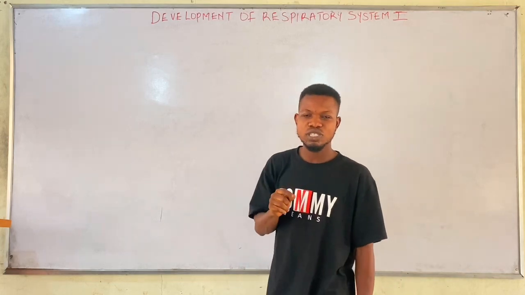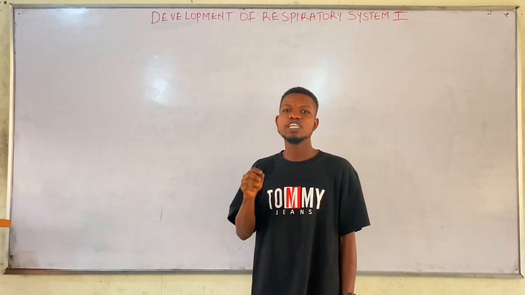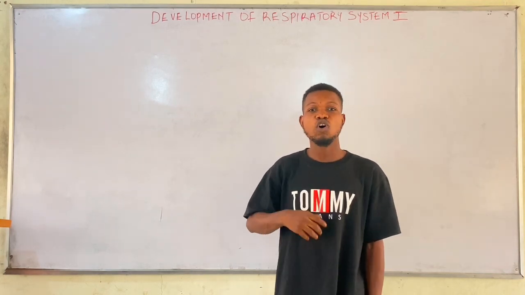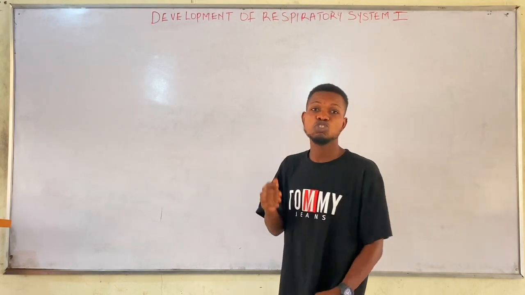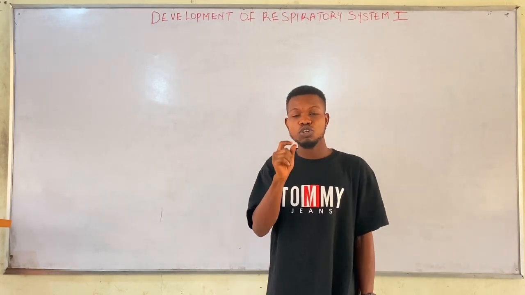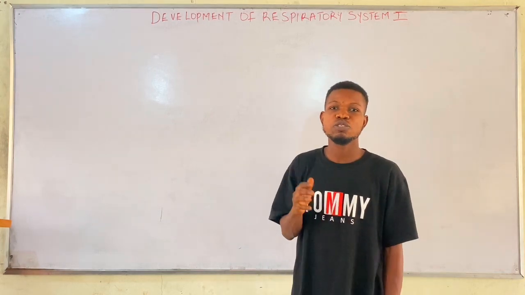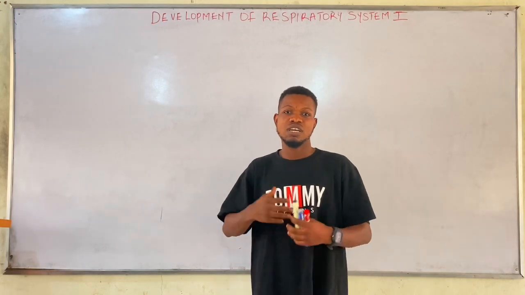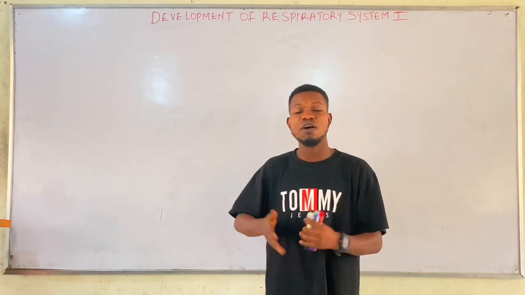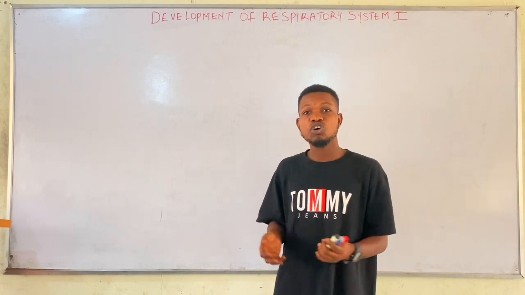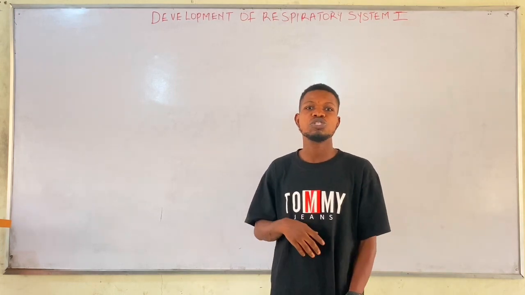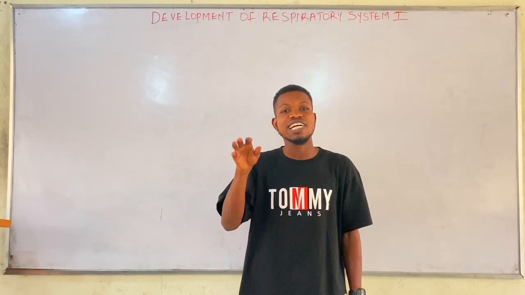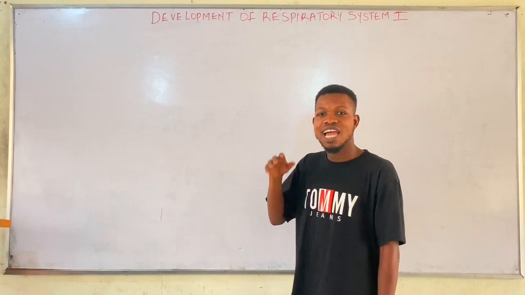Before I dive into the development of the respiratory system, you need to know that the respiratory system is responsible for gaseous exchange and oxygenation of blood, and it is divided into the conductive portion and the respiratory portion. The conductive portion is responsible for moistening and humidifying the air. It includes the nasopharynx, the pharynx itself, the larynx, the bronchioles up to the terminal bronchioles, and so on. The respiratory portion includes the respiratory bronchioles, the alveoli, and the lungs themselves.